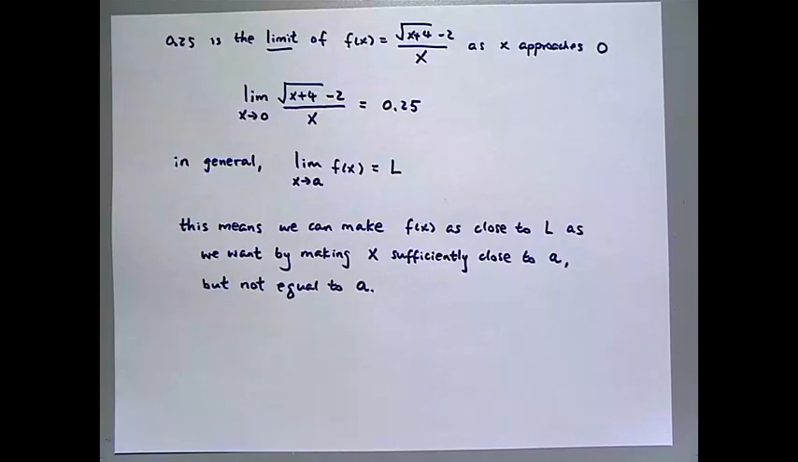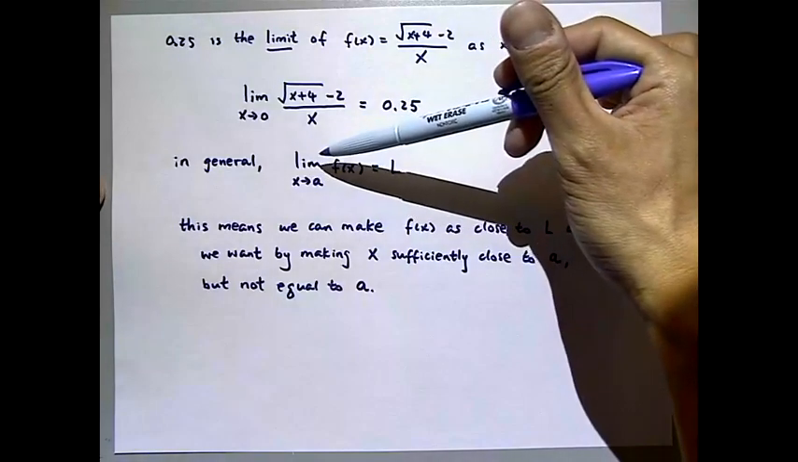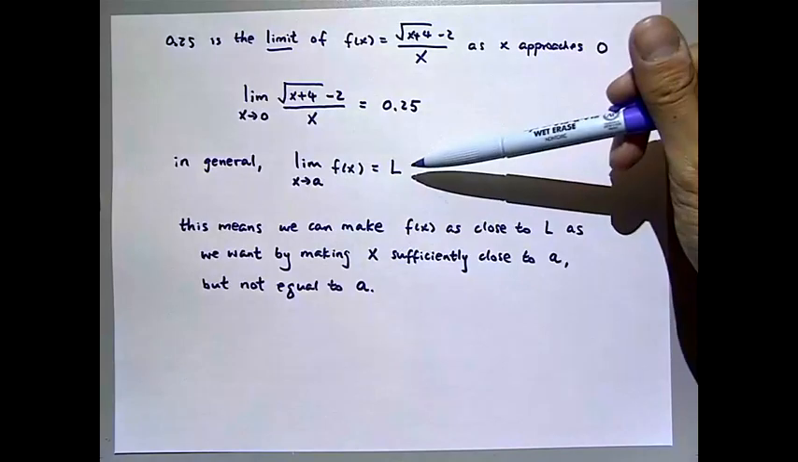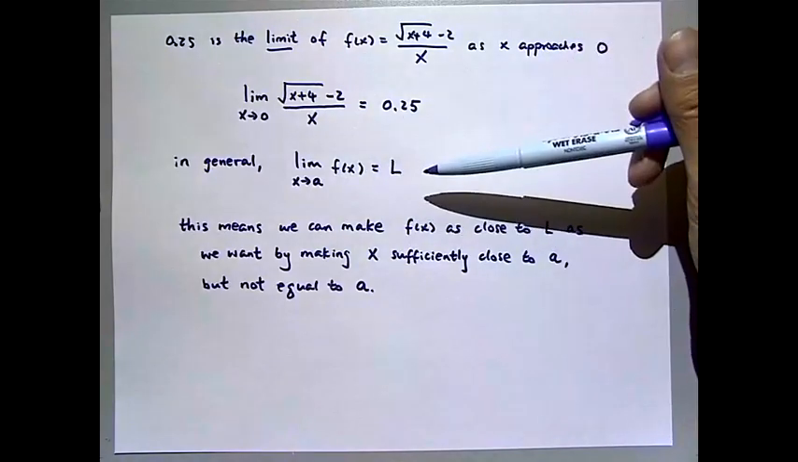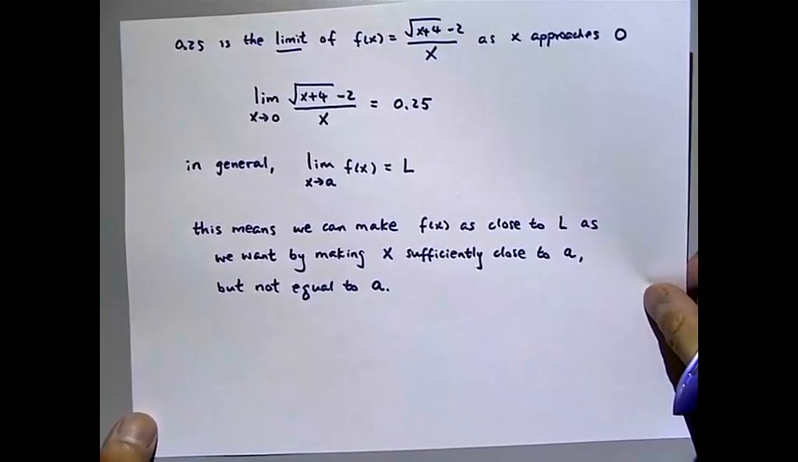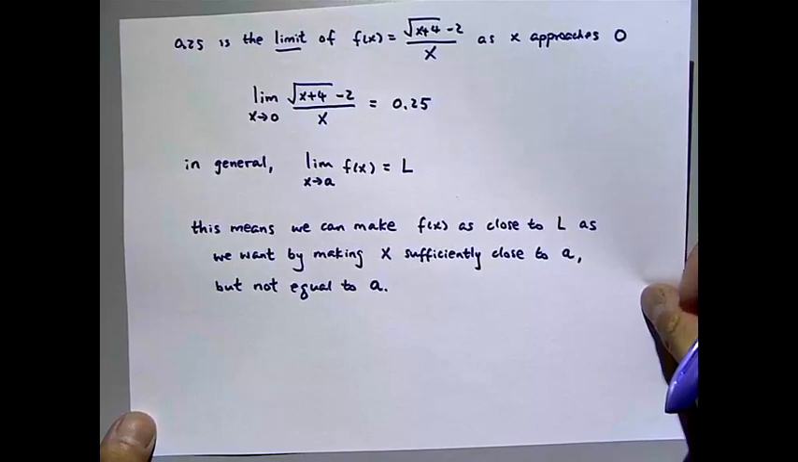Okay, so this is the limit of a function. We write it this way: LIM underneath, x arrow a, the function, and the right-hand side, whatever the number is that the function appears to be trying to get close to. Questions? Okay, let's do a couple more examples.